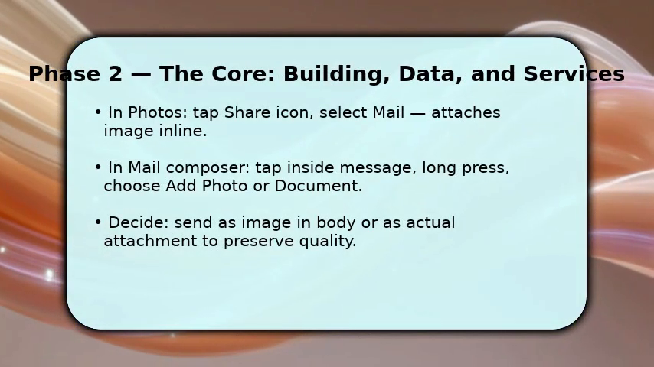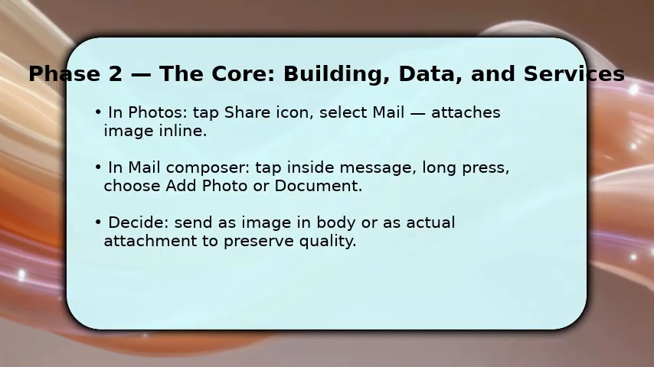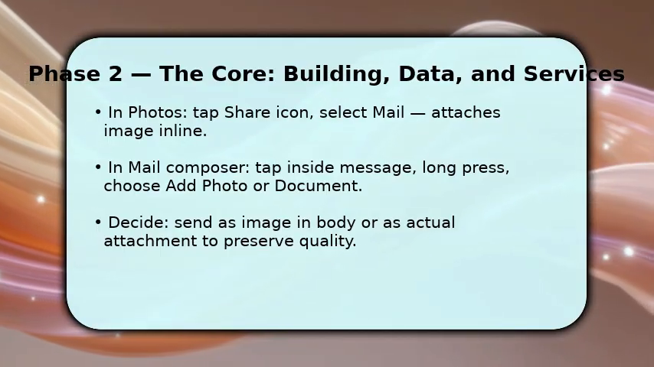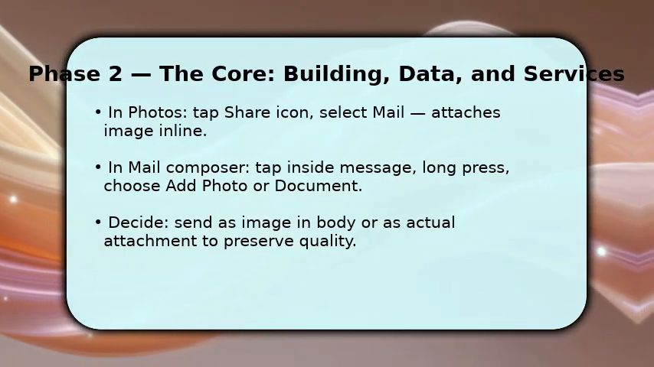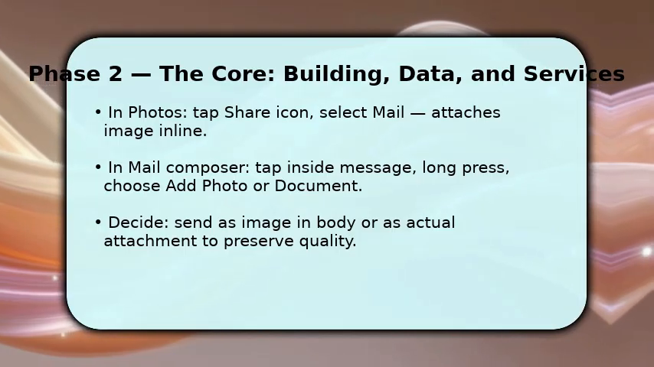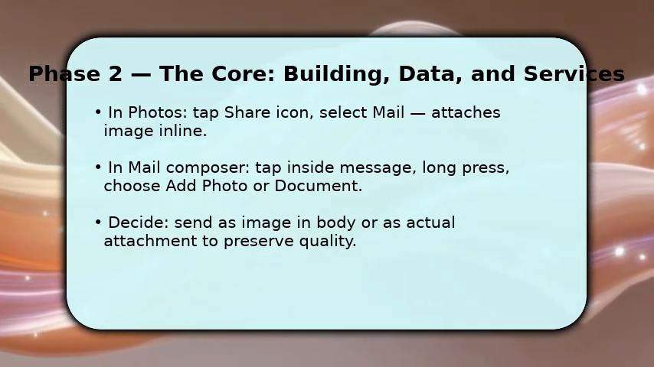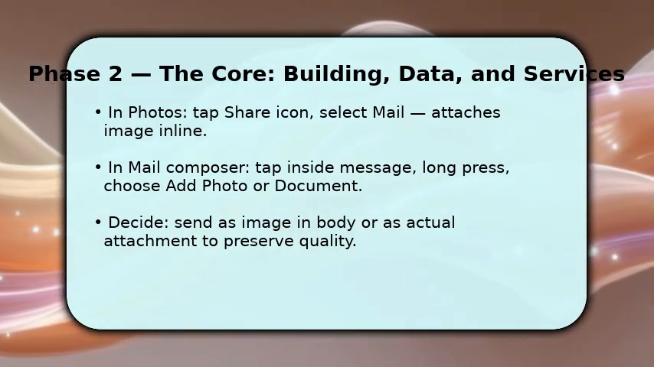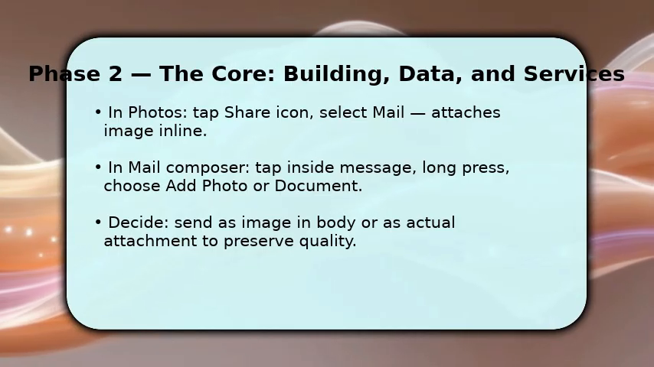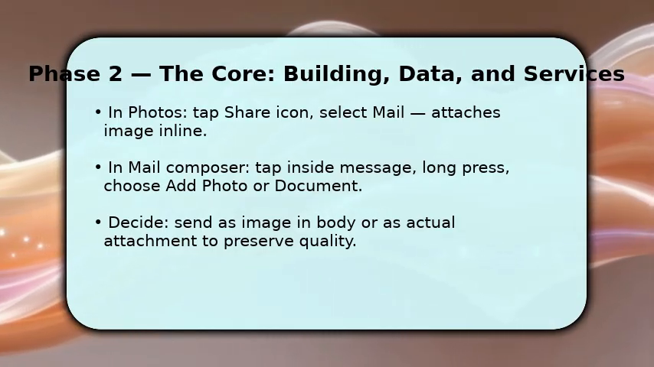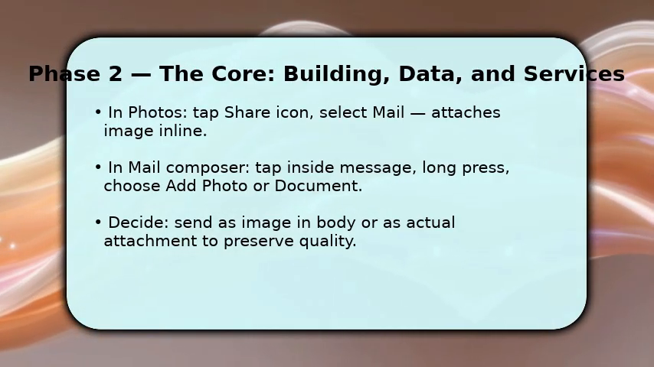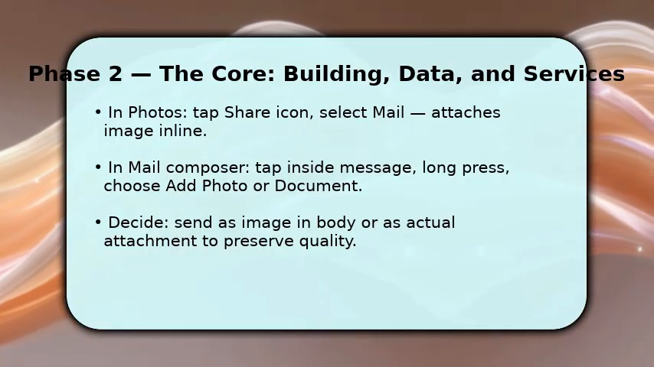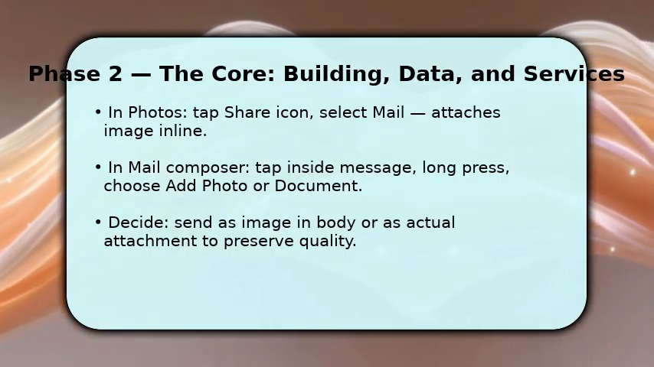If you start in Photos, tap the Share icon, pick Mail, and a new composer will open with the photo attached. This preserves original size unless you choose otherwise. If you start in Mail, tap to place the cursor, long press, then choose Add Photo or Document. That inserts the picture where the cursor is. You should decide whether to send inline or as a separate attachment, because inline may reduce quality.